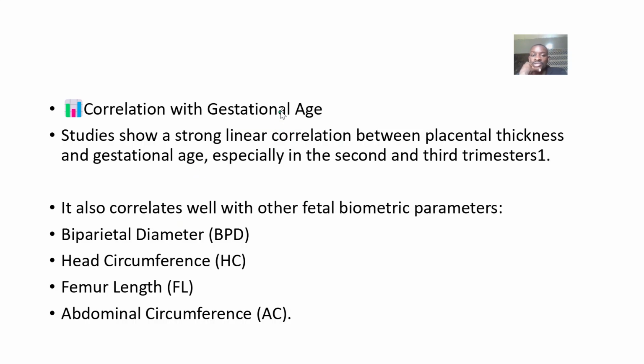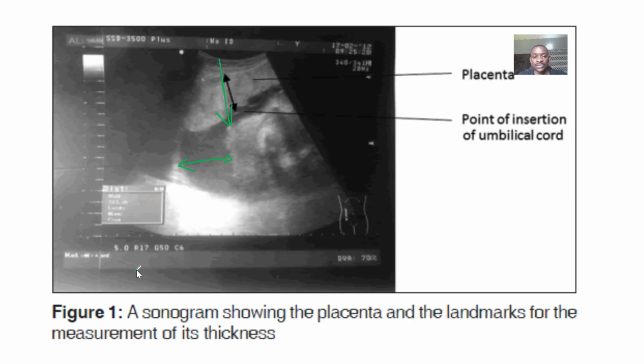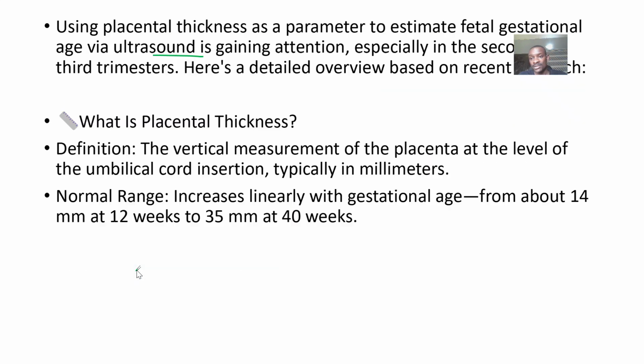So, correlation with gestational age. Studies show a strong linear correlation between placental thickness and gestational age, especially in the second and the third trimesters. It also correlates with other fetal biometrics like what? Biparietal diameter, head circumference, femur length, abdominal circumference. Okay, so you can actually use this.